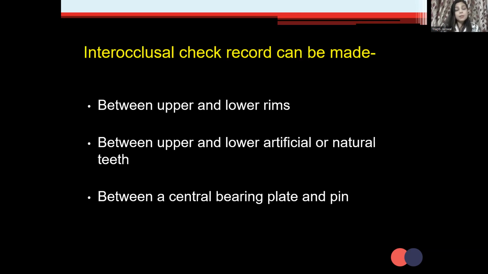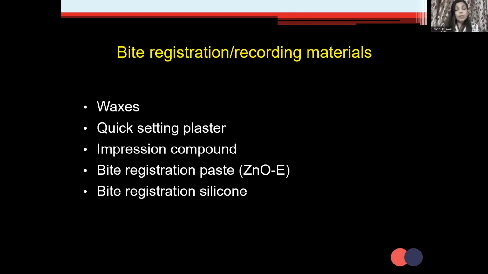This method can be used between the upper and lower rims. It can be used between the upper and lower artificial or natural teeth, and it can also be used between a central bearing plate and a pin, and the Gothic arch tracings. The materials used for bite registration are waxes like aluwax, quick setting plaster, impression compound, zinc oxide eugenol, bite registration paste, and zinc oxide bite registration silicone. These are the materials which can be used as recording materials for making the intraocclusal check records.